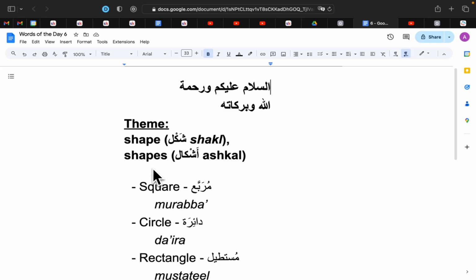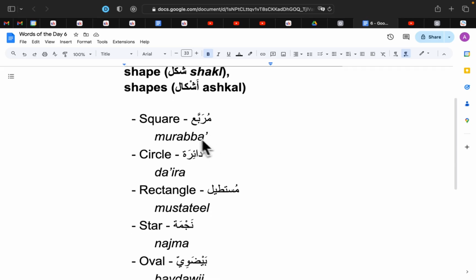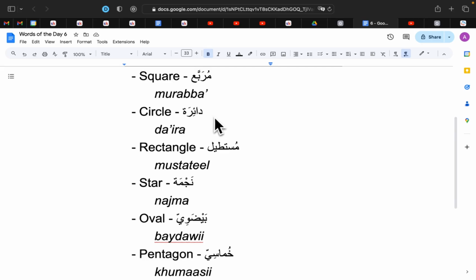Today's theme for words of the day is shape, which is shakl, and shapes, which is ashkal, ashkal. The first is the square, murabba, which comes from the number 4 because it has the 4 corners. Circle, da'ira, which comes from the word dara, which means to turn around or go around.